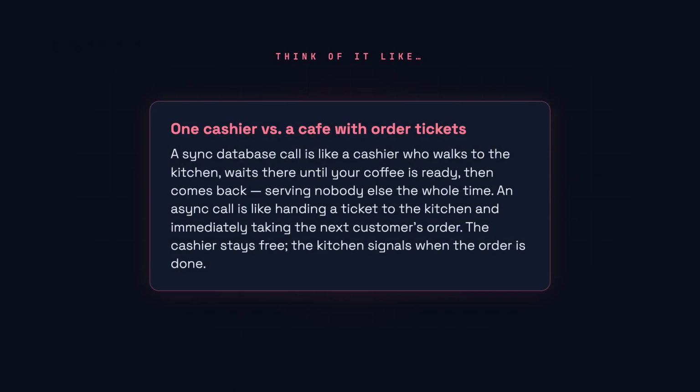Think of the event loop as a single cashier at a busy cafe. With the synchronous database call, that cashier disappears into the kitchen and stands there watching the espresso machine. Nobody else gets served. With an async call, the cashier hands off a ticket and keeps working. The database signals back when it is ready, and the cashier picks up the result without ever having stopped moving.